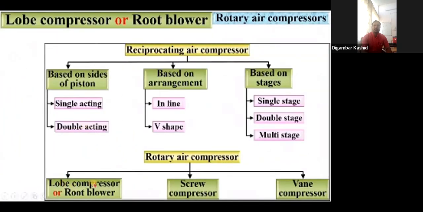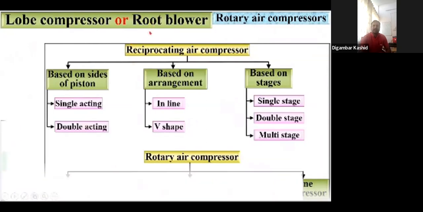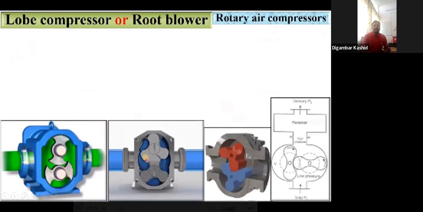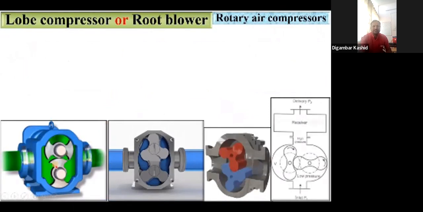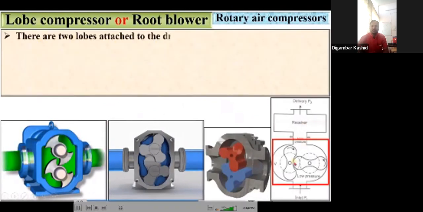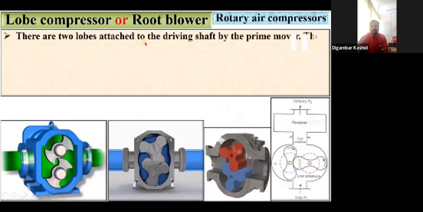Now let's start from the first, the lobe compressor, or sometimes it is called the root blower. Yes, see, this is a lobe. In this animation, you can understand the working of the air compressor. There are two lobes. Here you can see.